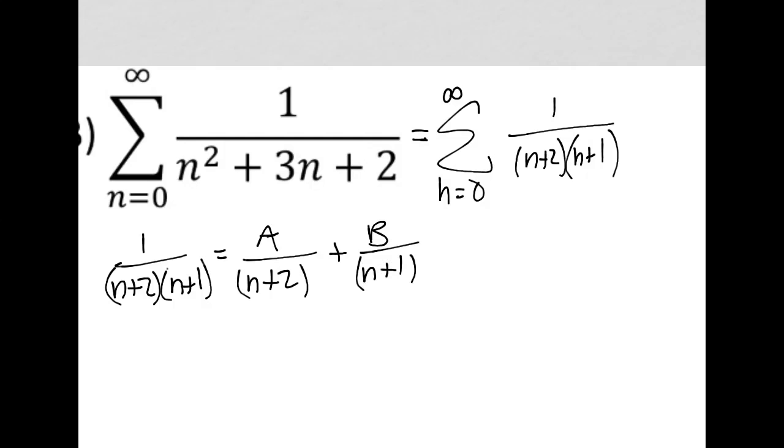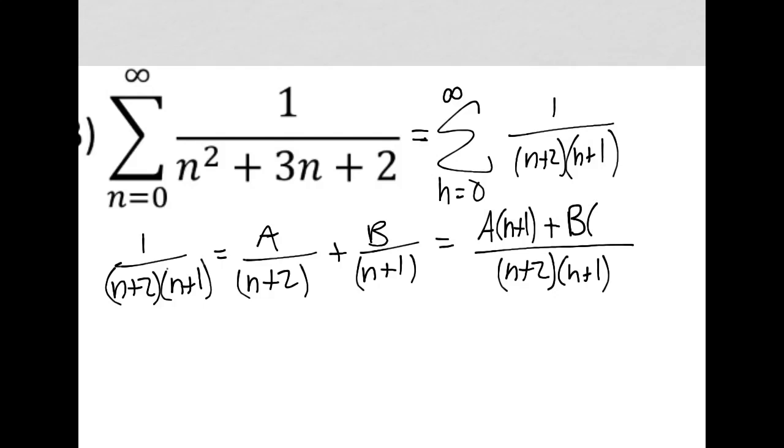And I'm making the claim that these two things are equivalent. Now I just need to figure out what A could be and what B could be. To do so, it seems kind of silly, but I'm going to actually find a common denominator of n plus 2 times n plus 1. Looking at that first fraction, A over n plus 2, I need to multiply by n plus 1 on the top and the bottom, so I get A times n plus 1. And in the second fraction with the B, I need to multiply by n plus 2 over n plus 2 to get that common denominator. So I have B times n plus 2.